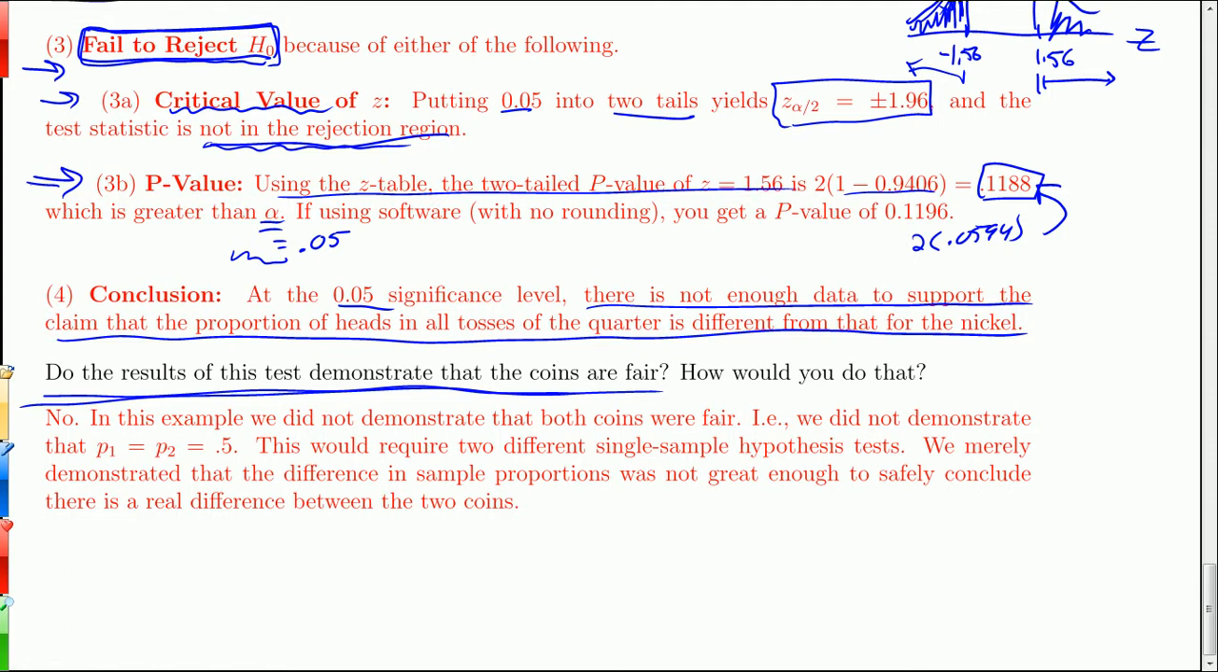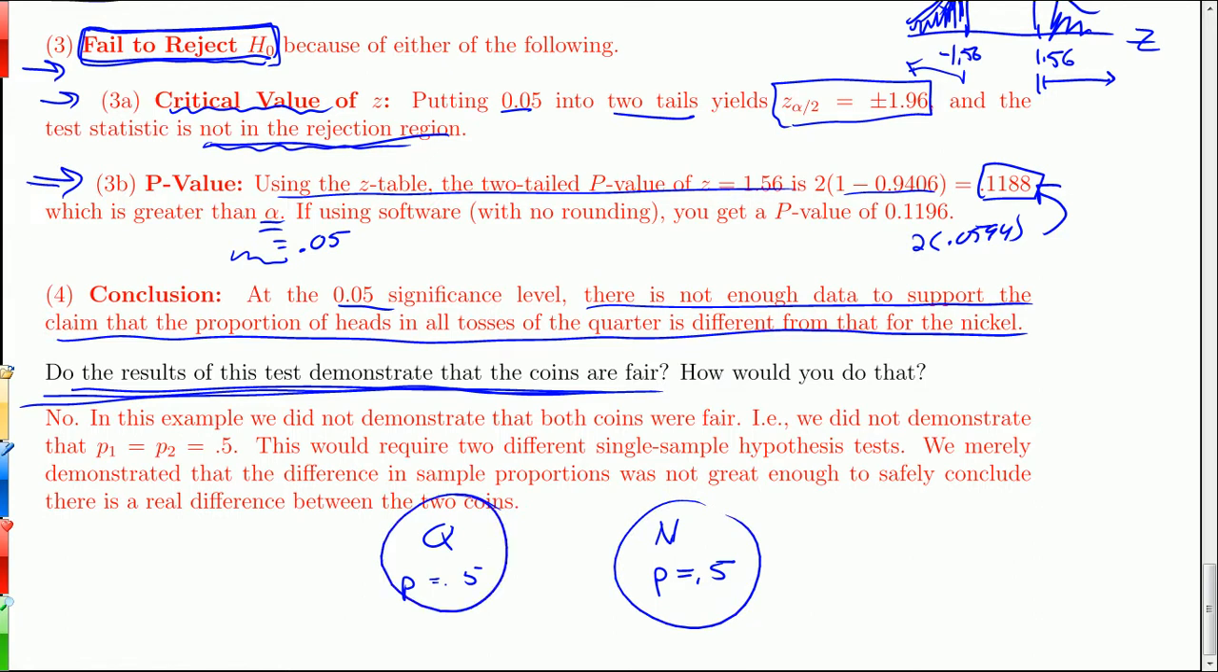Really, to prove that both coins were fair, you'd have to deal with the quarter and then the nickel and test the claim that P equals 0.5 for the quarter and P equals 0.5 for the nickel. So you'd have to do 2 single sample hypothesis tests. All we did in this example was demonstrate that the difference in sample proportions was not great enough to safely conclude there was a difference between the 2 coins. We did not conclude that both coins were fair.